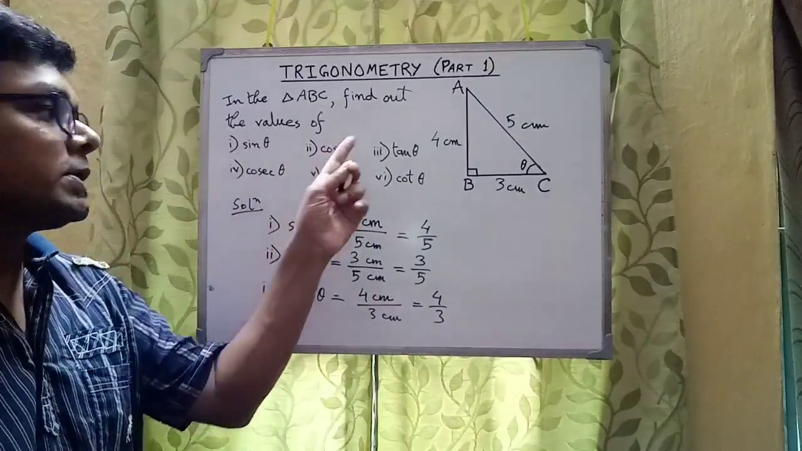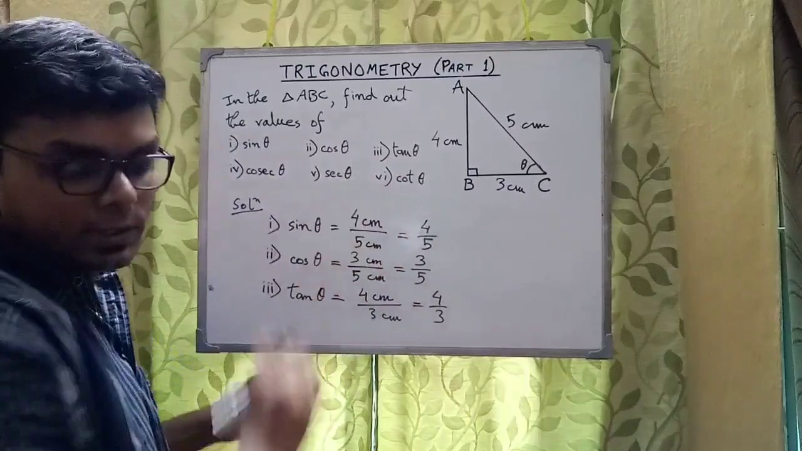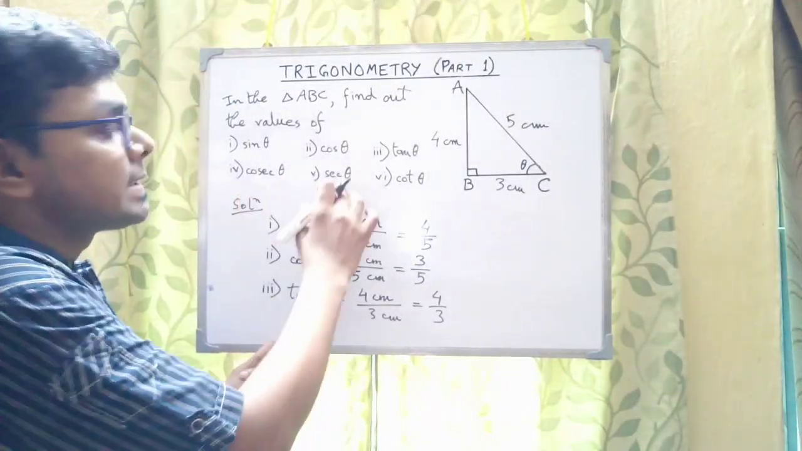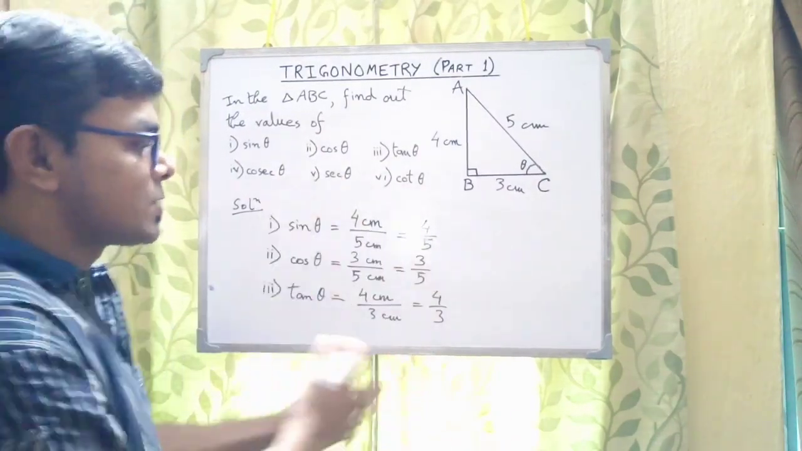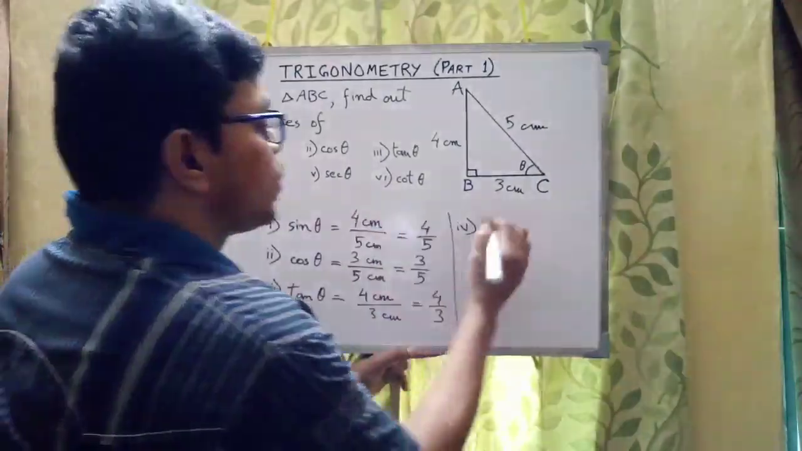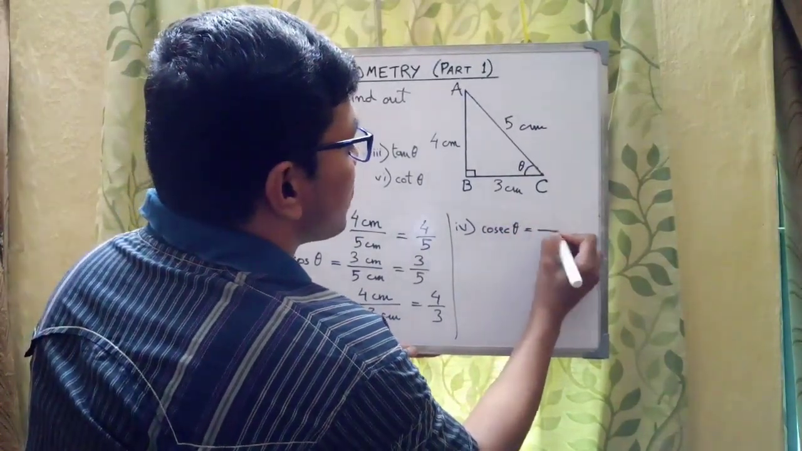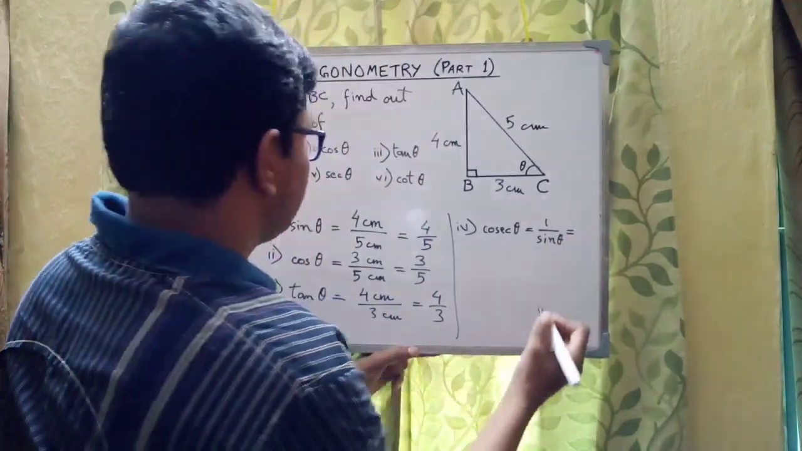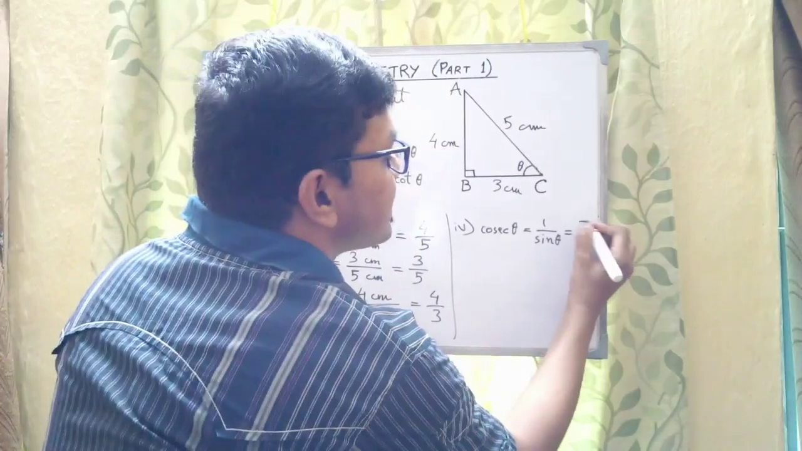So sin theta, cos theta and tan theta we have found out. We are left with cosec theta, sec theta and cot theta. Now once we are done with sin, cos and tan, cosec, sec and cot becomes very easy because they are just the reciprocals of these ratios. So I am writing here itself number 4. Cosec theta equals 1 by sin theta. That equals, now 1 by sin theta means the reciprocal of 4 by 5. That is 5 by 4.